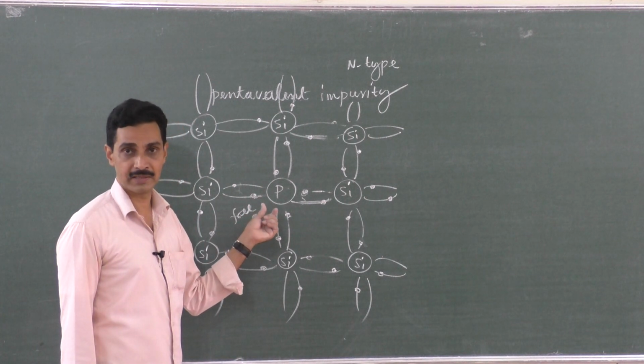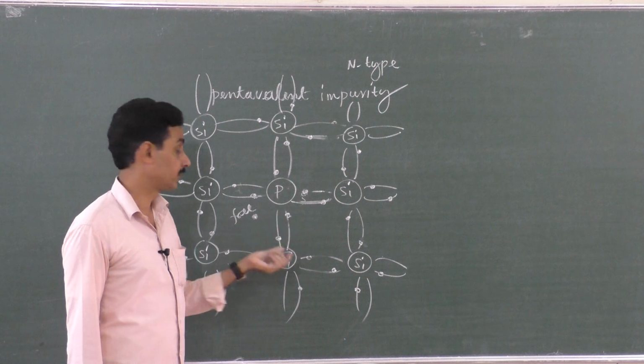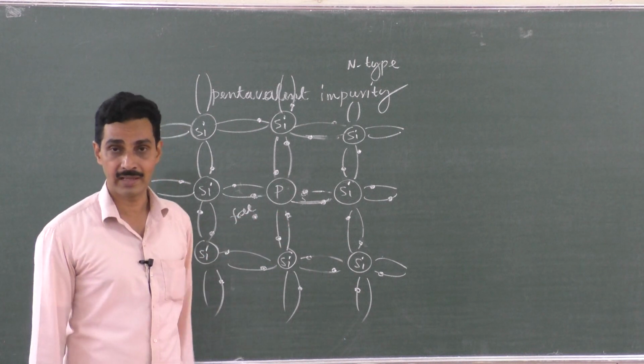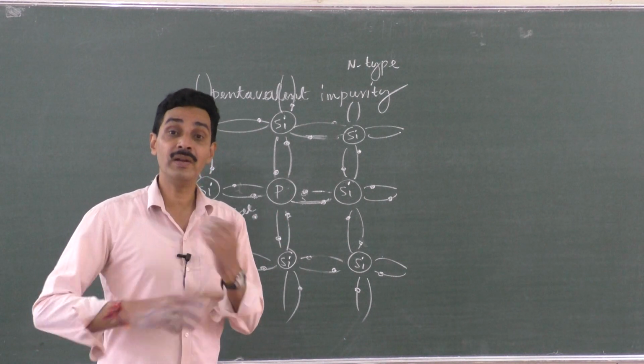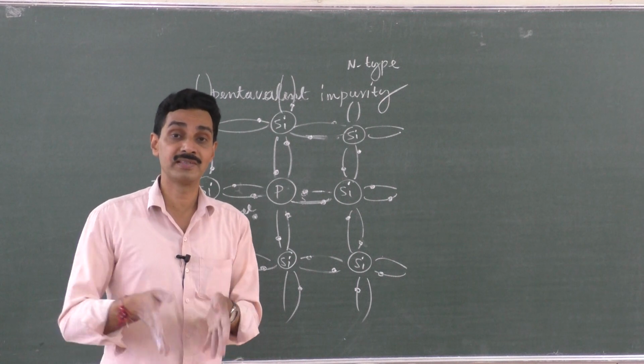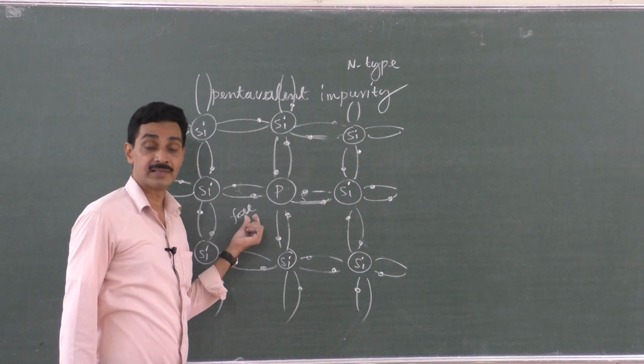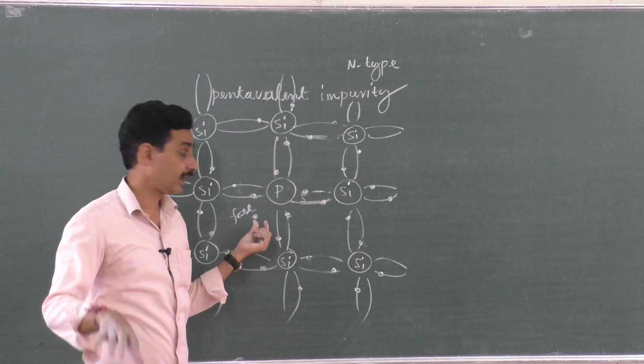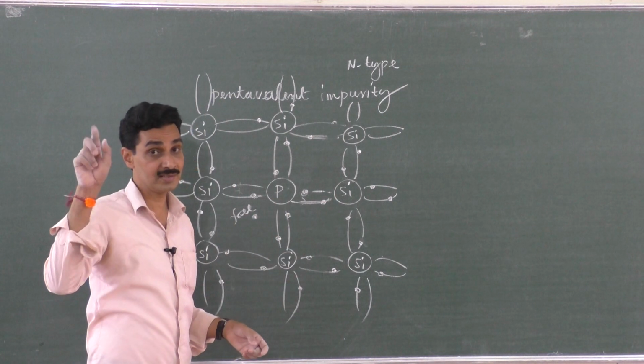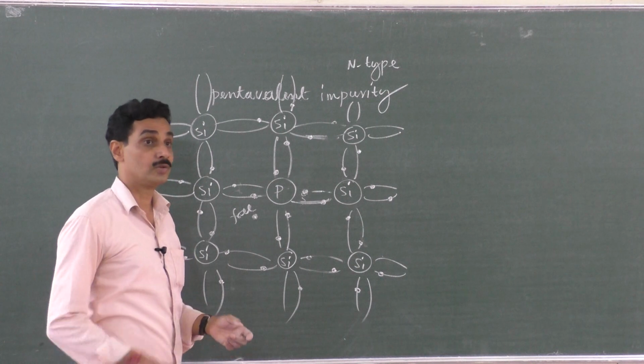Totally it is neutral. That means when phosphorus is brought here and kept, the extrinsic semiconductor, what you call impure semiconductor, is neutral, because this is not an extra electron added. It is also one of the electrons of phosphorus which makes it neutral. Got it now? But now it has become free, that's all. There are equal numbers of positive charges inside the nucleus of phosphorus to make it neutral.